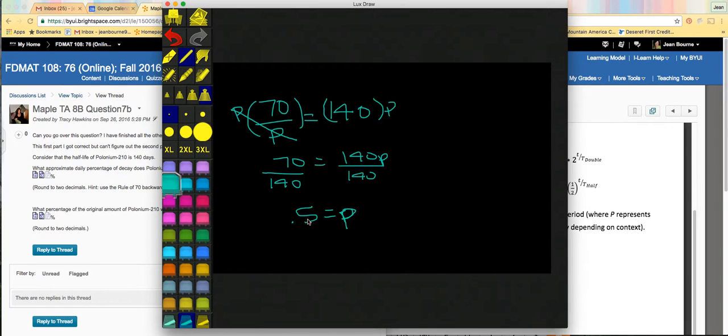And you just leave it like that. This is the one where, for the percentage, you don't change it to a percentage, and you don't need to round it because there's nothing else to do with that. Okay, so that's the first part of the problem. Let's look at the second part.